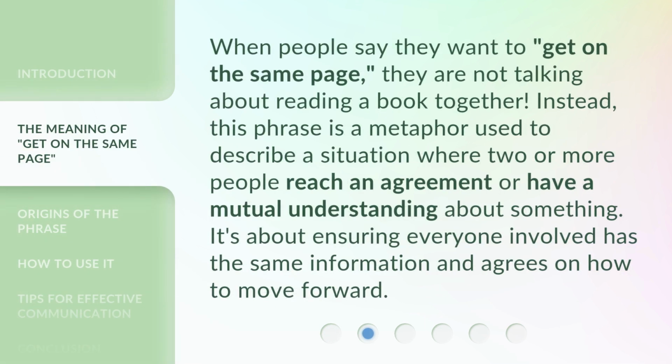When people say they want to get on the same page, they are not talking about reading a book together. Instead, this phrase is a metaphor used to describe a situation where two or more people reach an agreement or have a mutual understanding about something. It's about ensuring everyone involved has the same information and agrees on how to move forward.